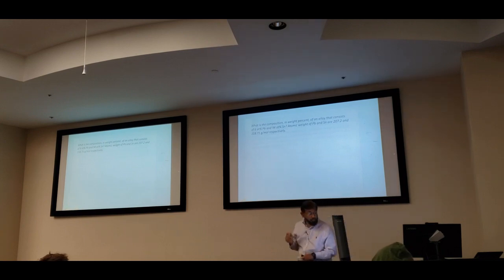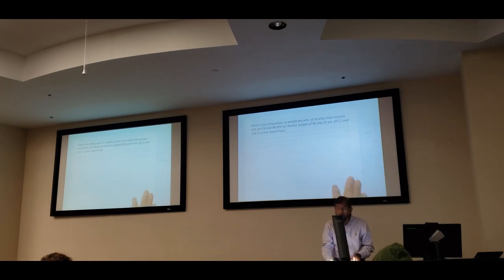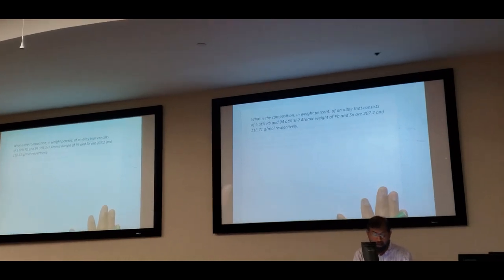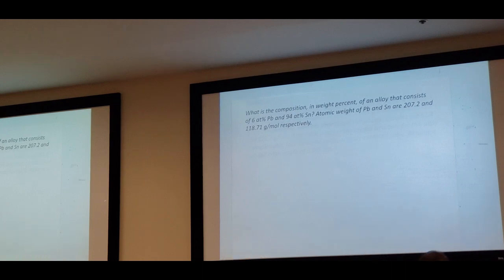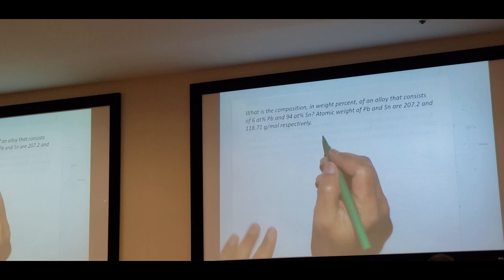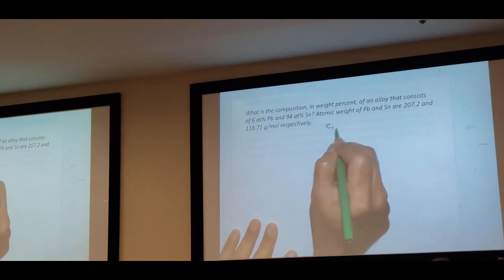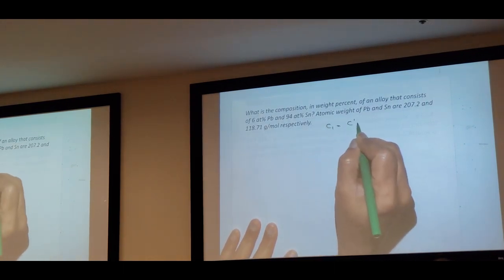This is the problem from chapter 4. It's a very simple problem. I assume that I don't need to solve it in the class. What is the composition in weight percent of an alloy that consists of 6 atom percent of lead and 94 atom percent of tin? Atomic weights of lead and tin are 207.2 and 118.71 grams per mole respectively. So the equation to solve, I am not going to solve it, this is very simple.